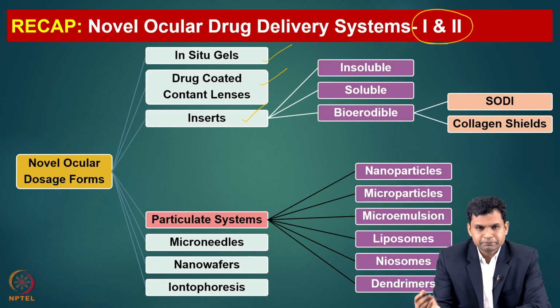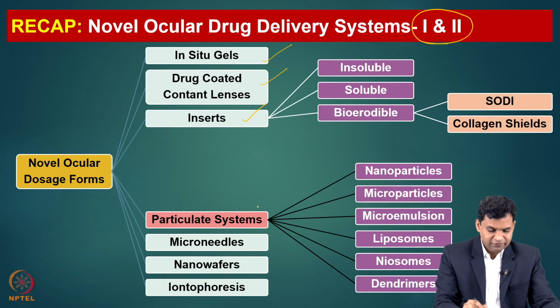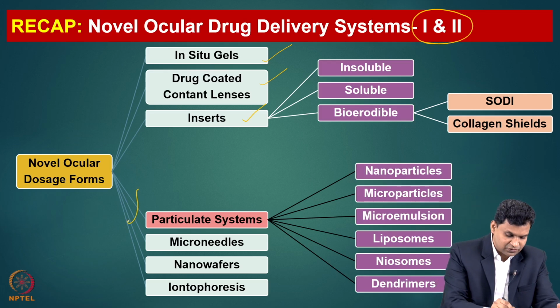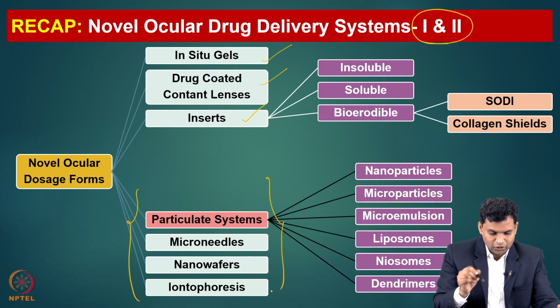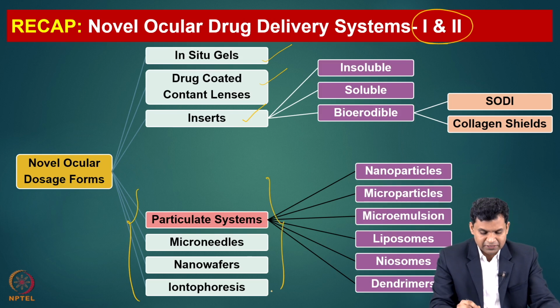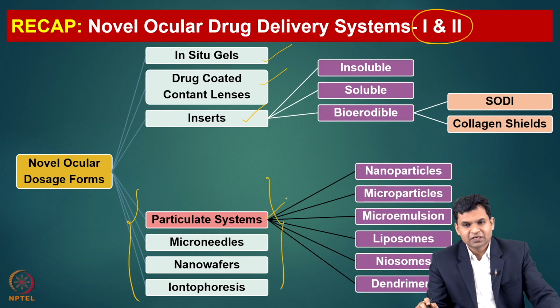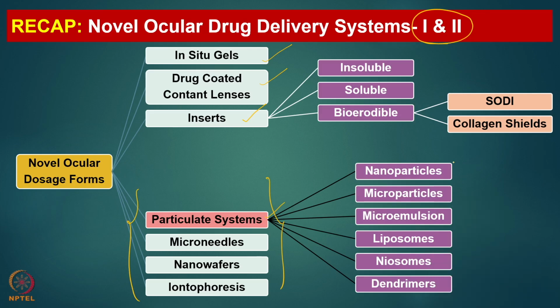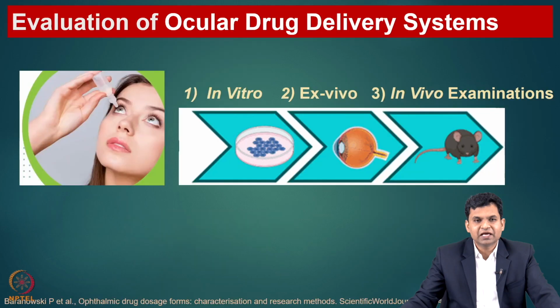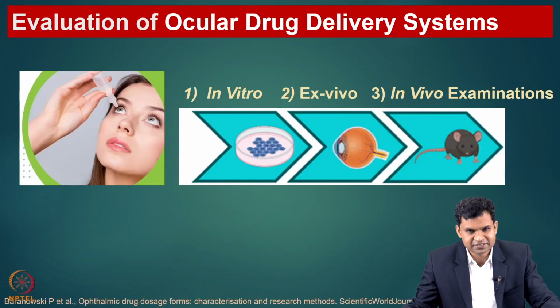And in our recent lecture, we started with various other types of novel ocular drug delivery systems. In that, we discussed the particulate systems, nanoparticles and other various types of nano based drug delivery systems. Also, we discussed microneedles and nano vapors, and then iontophoresis. Today, we are going to discuss the evaluation of ocular drug delivery systems.